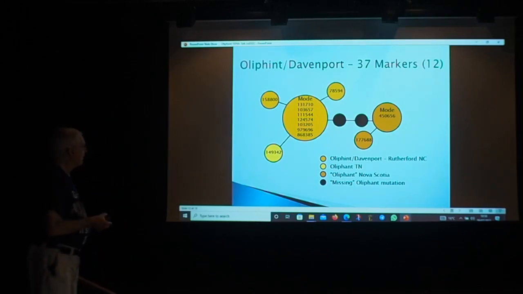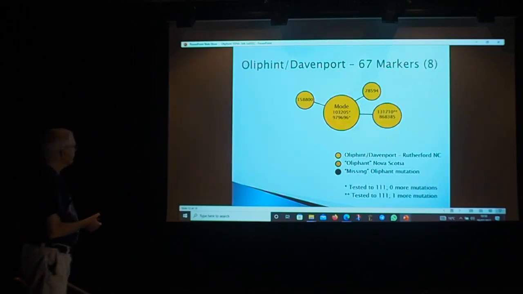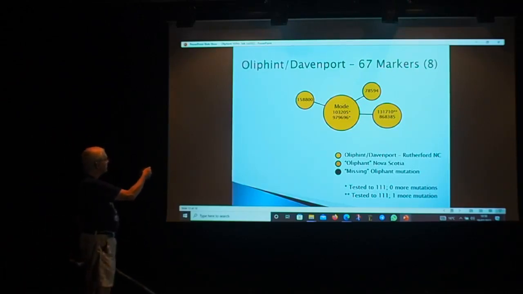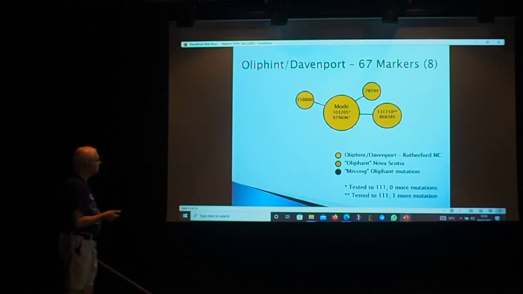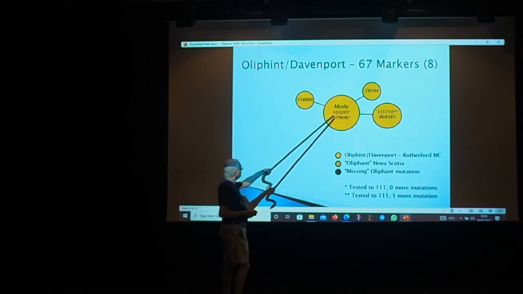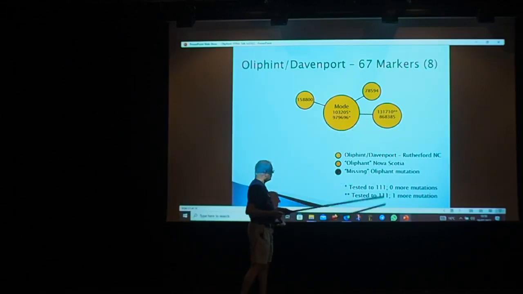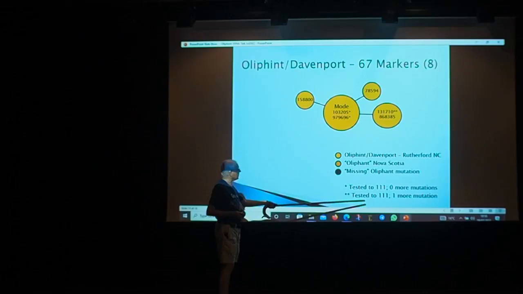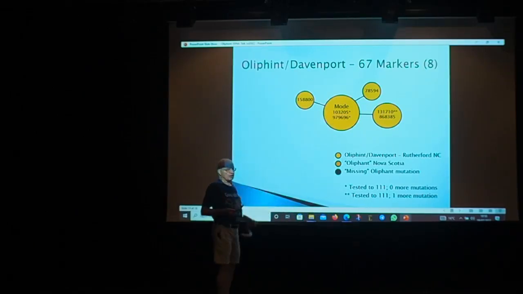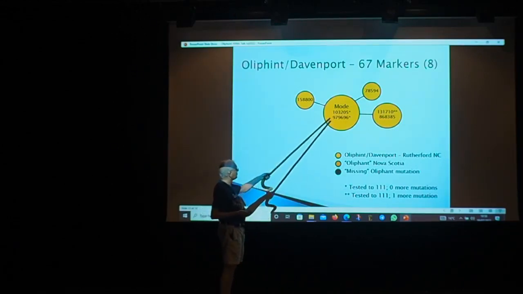And then I also show this for 67 markers, and you see at 67 markers, we only have 8 people counting the Nova Scotia people. I'll point out that three of these people, these two and this one, have been tested to 111 markers, and these two people show no additional mutations at 111 markers. So I presume that they're very, very closely related to each other.